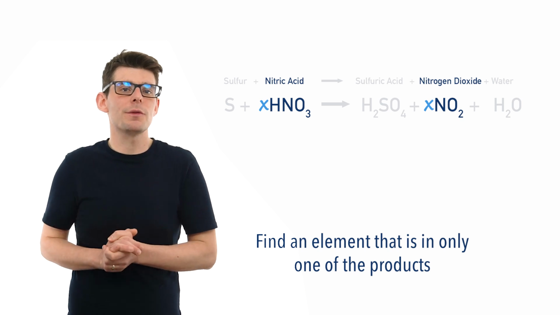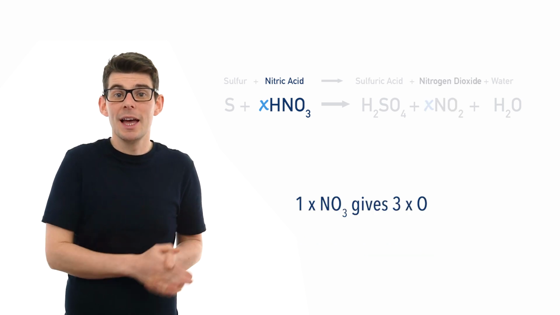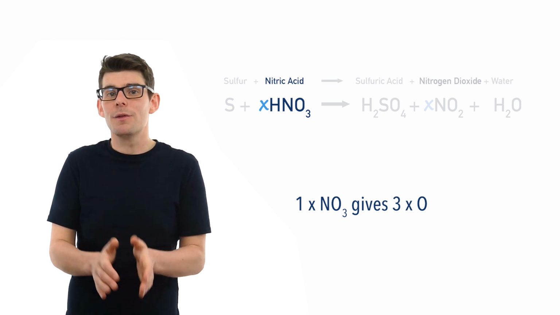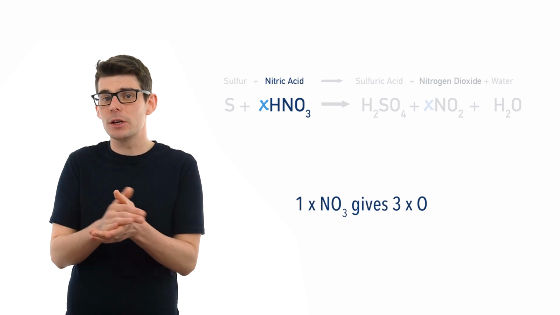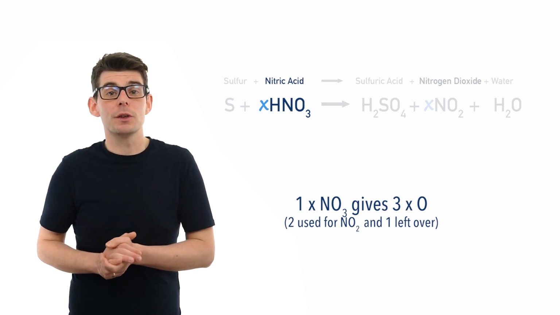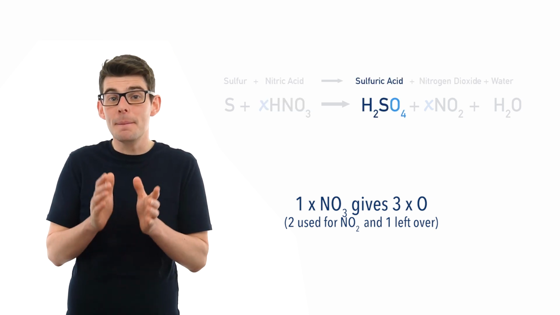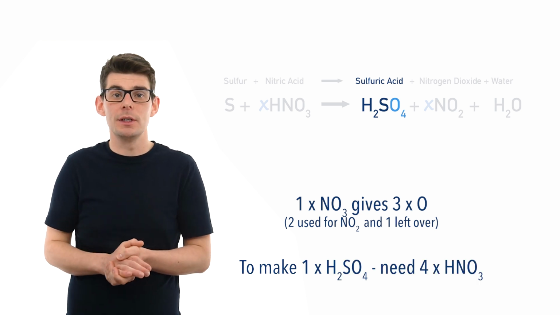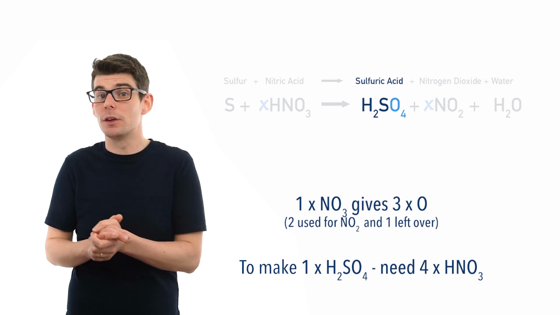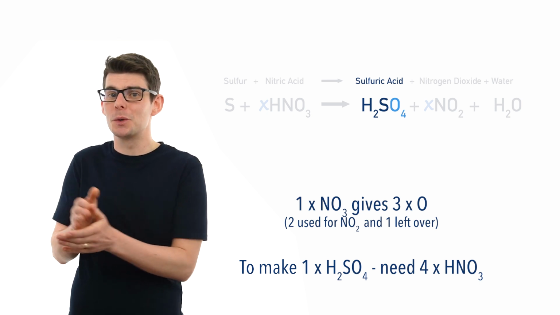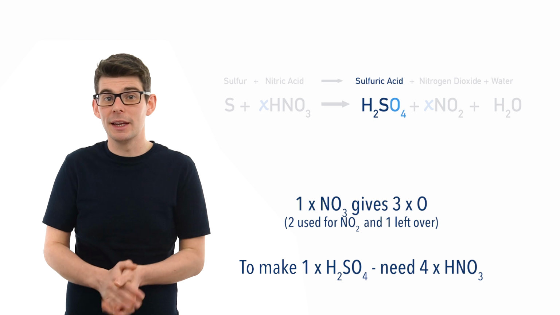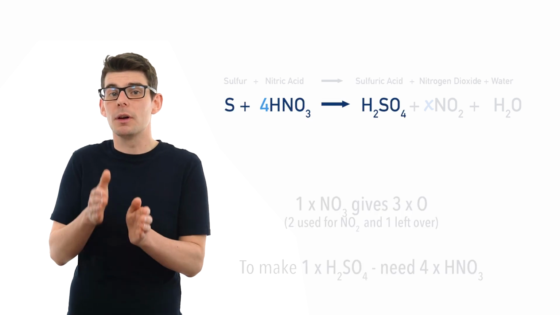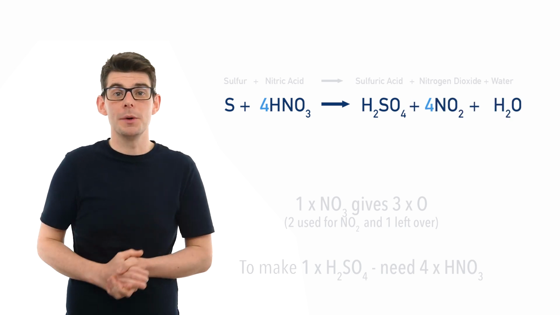Now, there are 3 lots of oxygen in each HNO3, and if for each HNO3 we are making one NO2 as well, that leaves 1 oxygen left over each time. Well, H2SO4 has 4 lots of oxygen in, meaning to make one H2SO4 we would need 4 HNO3s, as remember, each HNO3 must also make an NO2. Based on this then, that would give S plus 4HNO3 to H2SO4 plus 4NO2 plus H2O.